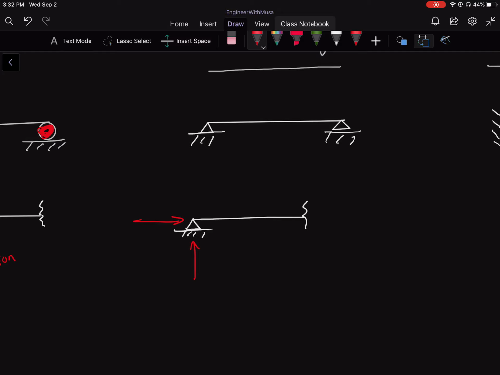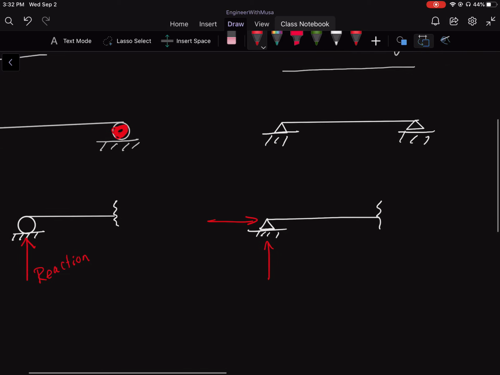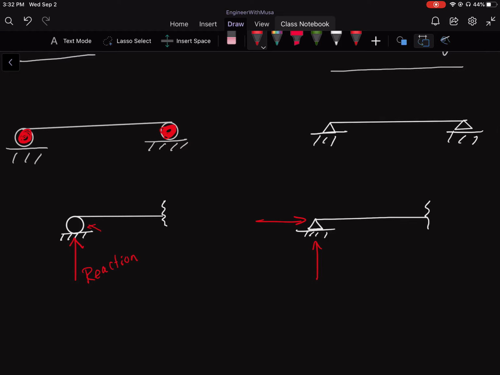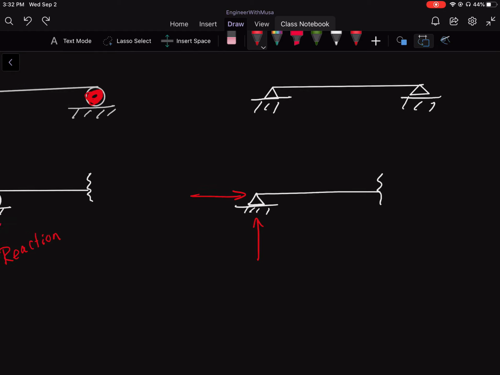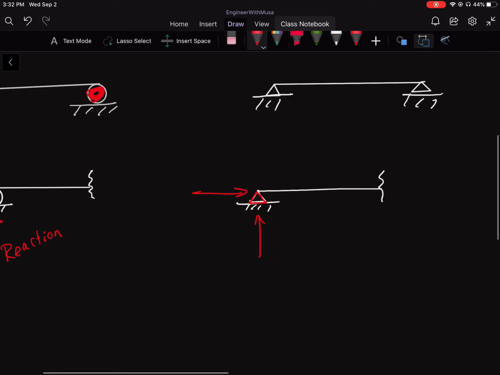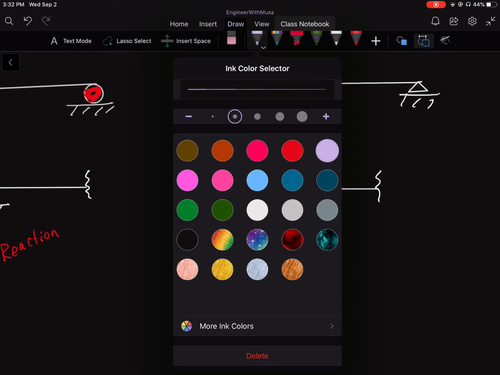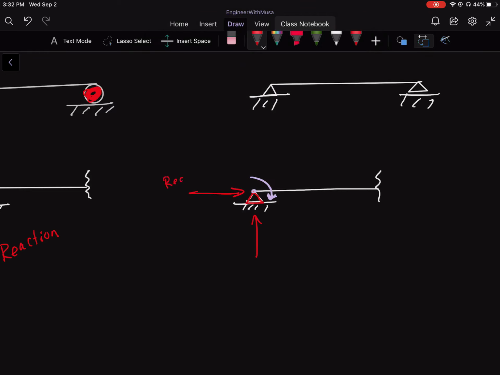restricting any translational movement. So this pin over here cannot be free to roll around like this guy over here, right? So this one is basically set in stone, not allowed to move, but it is actually allowed to rotate. So this has the freedom to rotate. That's quite simple. So here is another reaction.